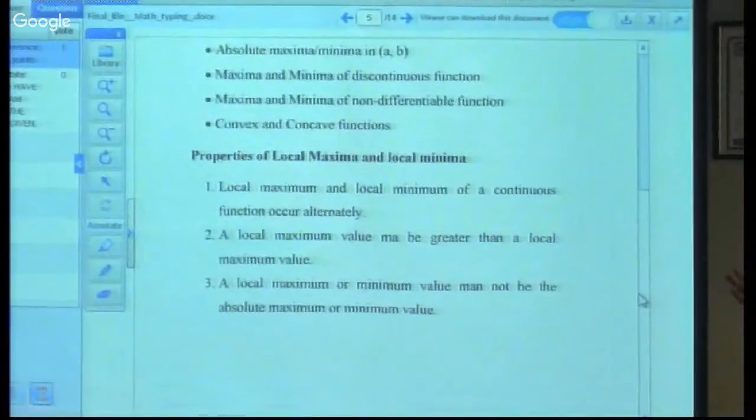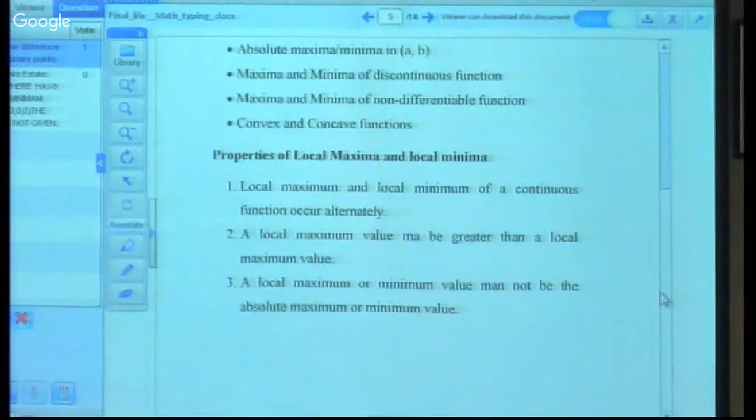Second, this we have already discussed, that the local maximum value can be less than the local minimum value. In case of absolute, it is not true. The absolute maximum is the greatest, it will always be greater than the absolute minimum. Third, a local maximum or minimum value may or may not be absolute.